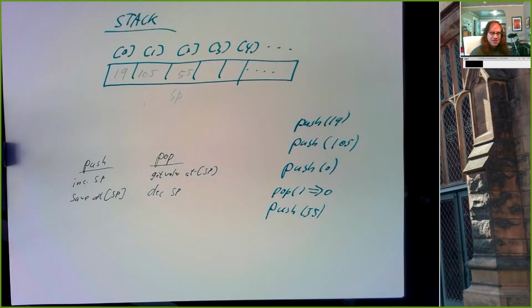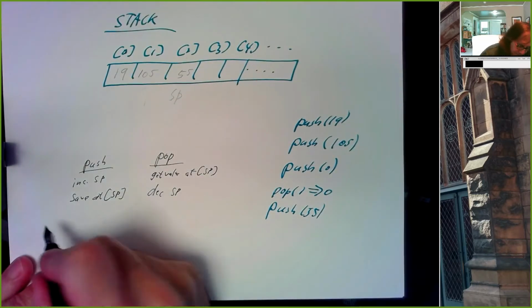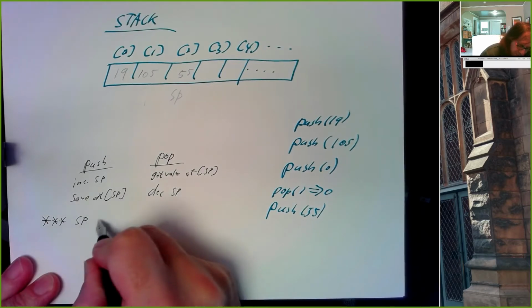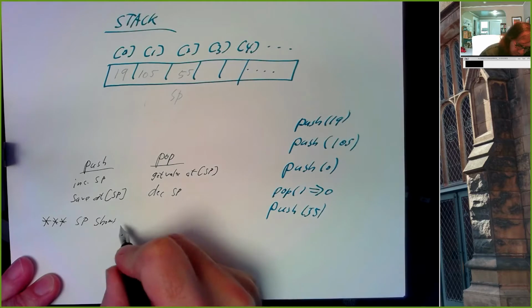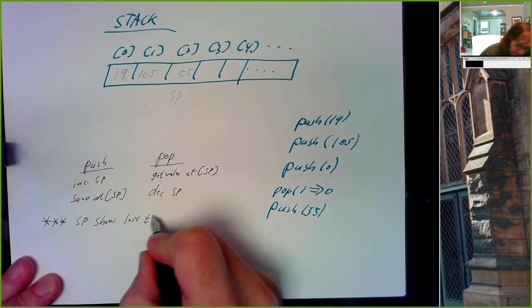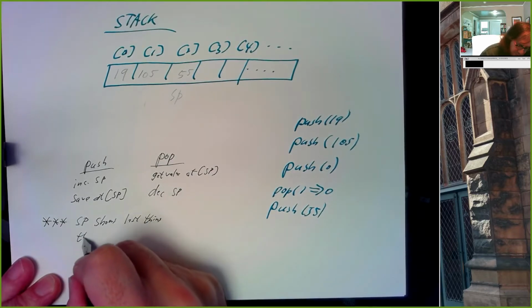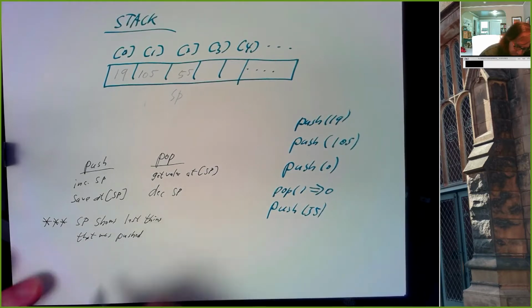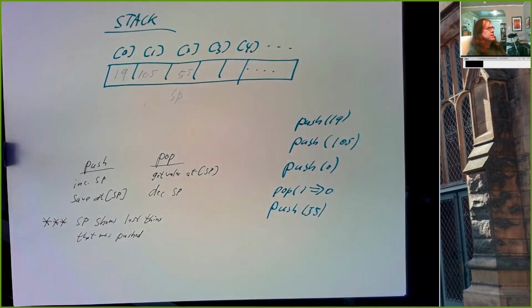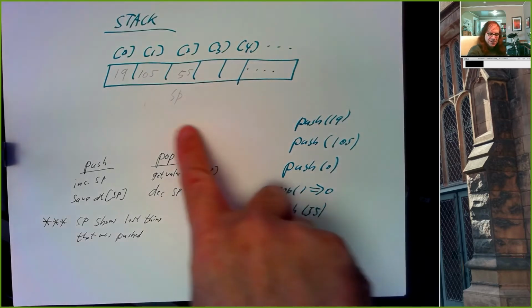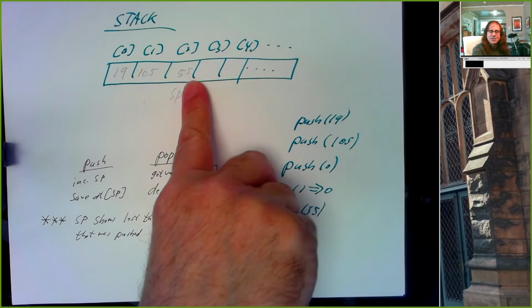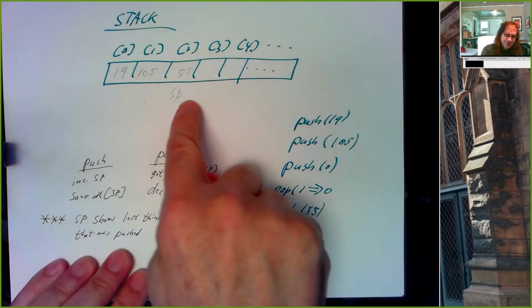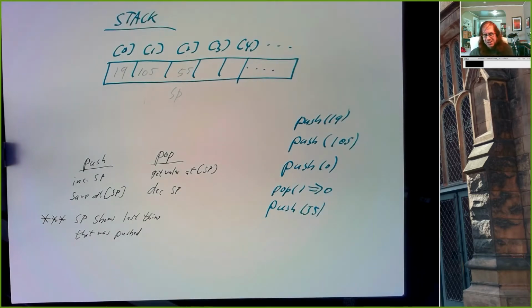So with this setup, the stack pointer shows the last thing that was pushed. So anytime that I look at stack pointer, if it's equal to a 2, that's the last thing that was pushed. Which means when I pop, that's the thing I want to return. And then I'm going to decrement the stack pointer.